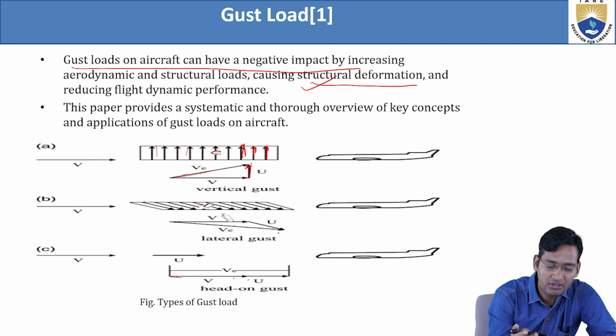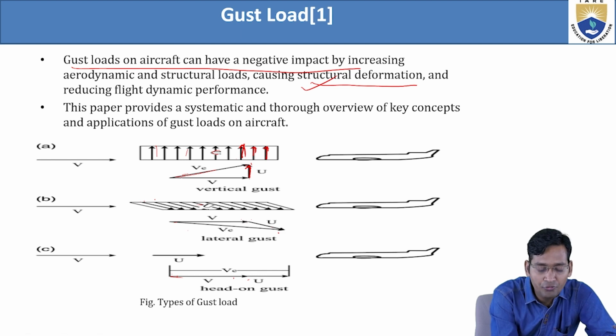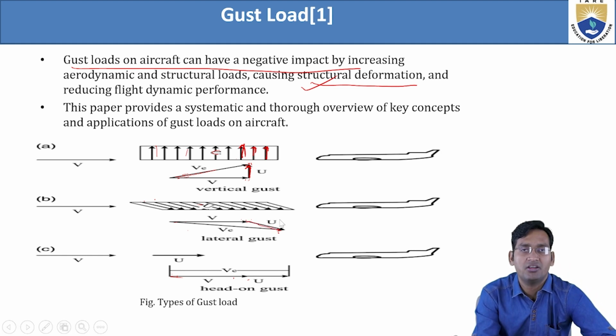Now here you can see U is acting in this direction, like some inclined one. So VE and V. Just see here V is in this direction and V is in this direction. So from V to VE, the direction of gust is there. Similarly here, this is V, this is VE. So the direction of U will be from V to E. So that is downward. So this is called the lateral gust.